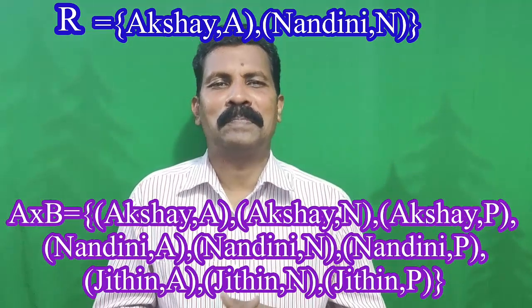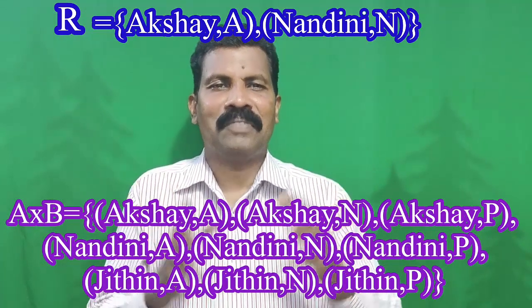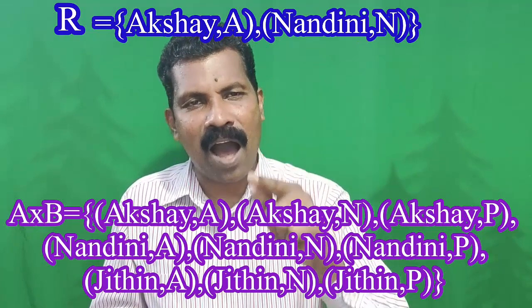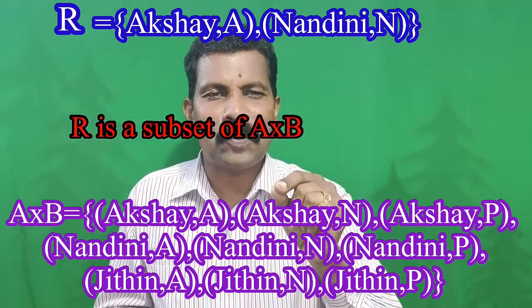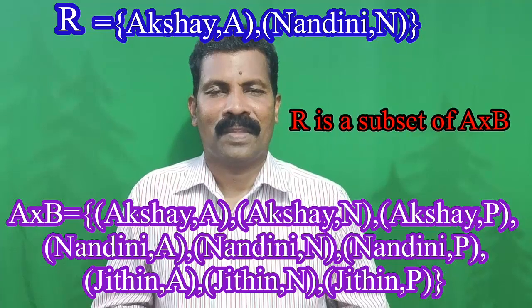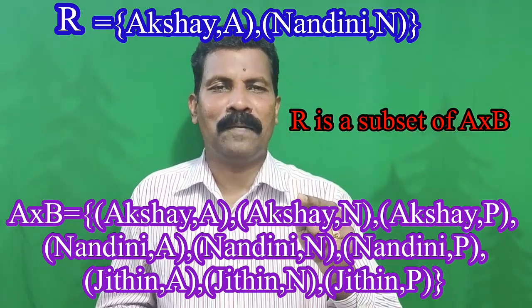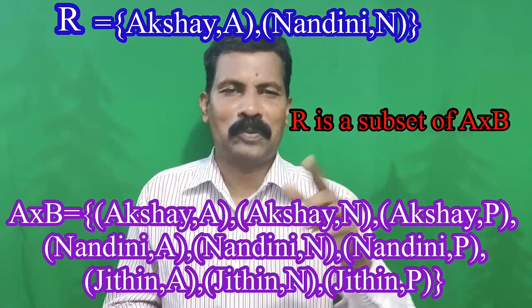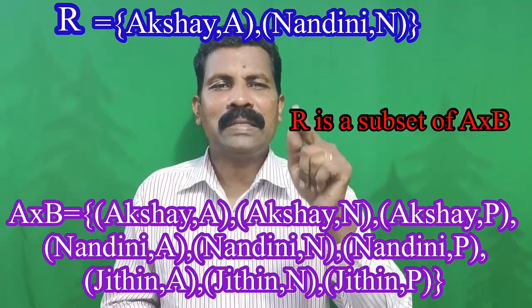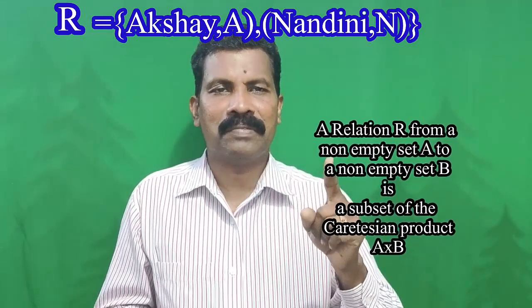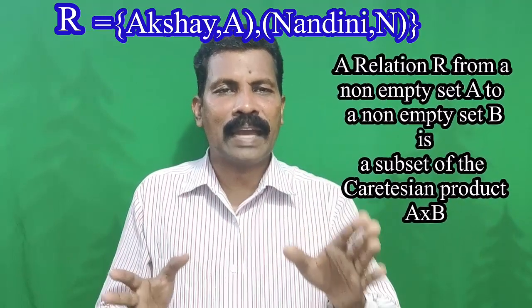So it is very simple. Look at capital R and A cross B. Clearly we can see that capital R is a subset of A cross B. That is the reason that capital R is said to be a relation from A to B. So capital R is said to be a relation from a non-empty set capital A to another non-empty set capital B if capital R is a subset of A cross B. That's all.